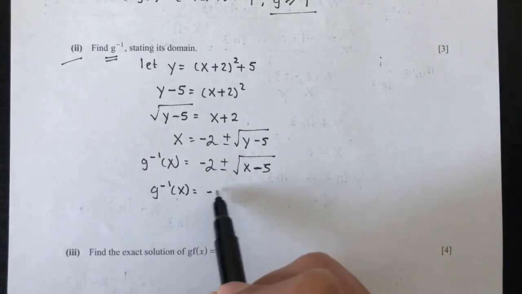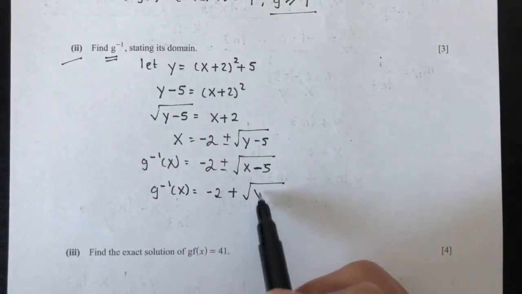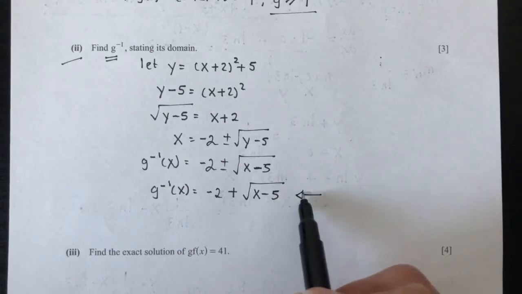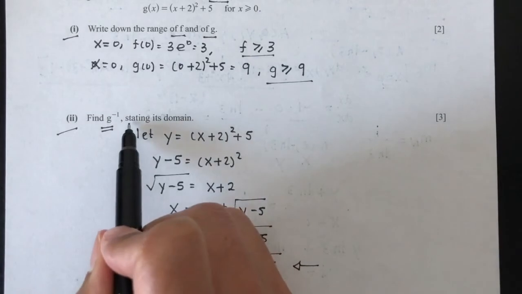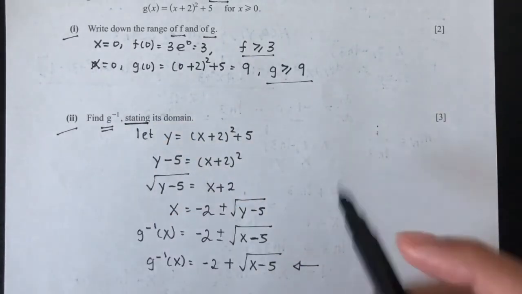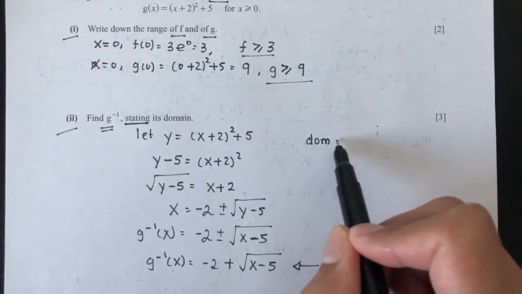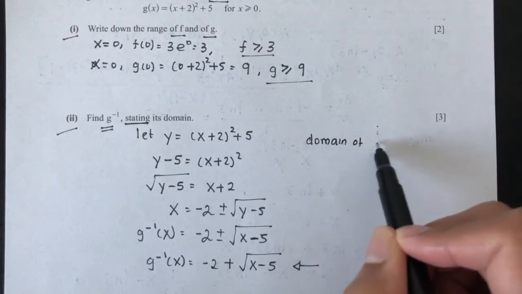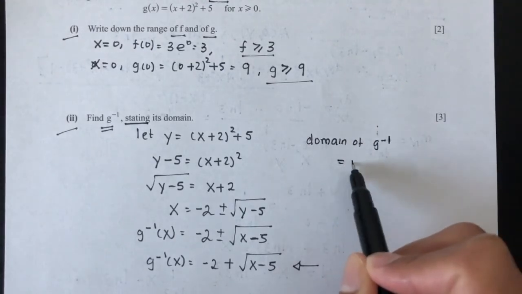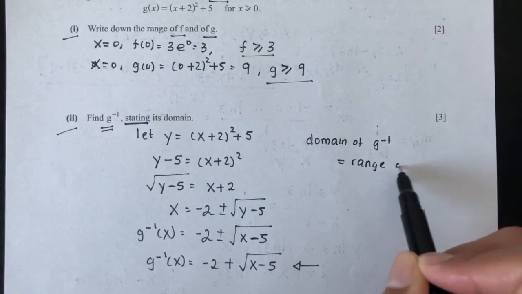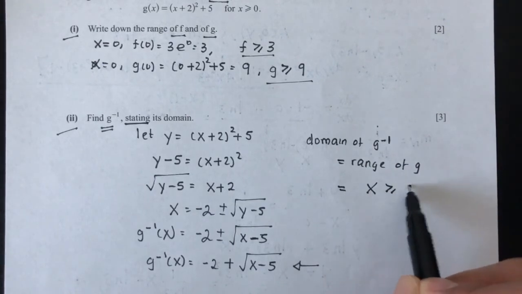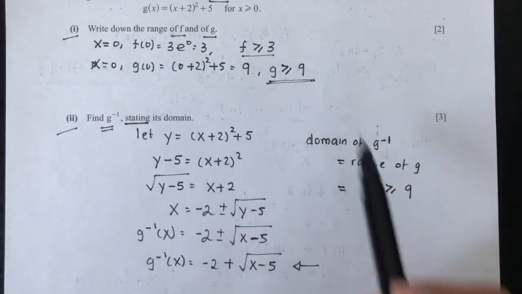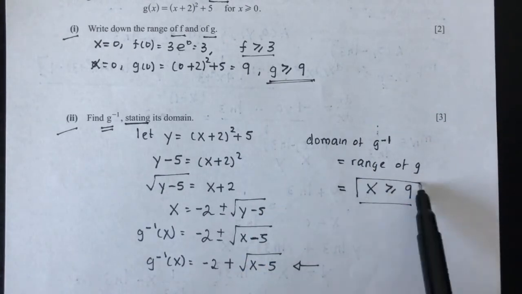That will be minus 2 plus x minus 5. That is your g inverse. Now for this, stating its domain means you don't have to do any calculation, you just have to know something. So the domain of g inverse is the same as the range of g. So in this case, that will be x is more than or equal to 9. So range equals domain. Okay, that is part 2.